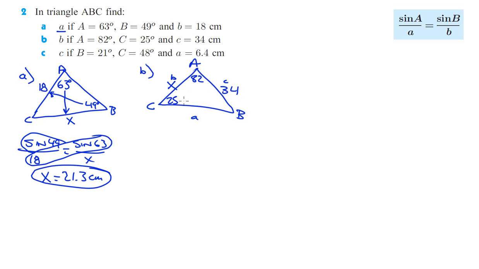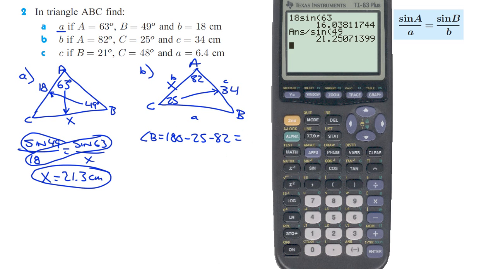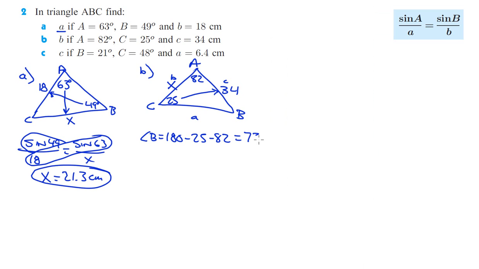So we have this angle and the side across from it. We're looking for this side here, so we need this angle right here, but they didn't give it to us. So what we have to do is find it. But since we have the other two angles, that should be pretty easy, right? It should be 180 minus the 25 and minus the 82. That should give us angle B. Okay, so let's figure that out. So 180 minus 25 and minus 82 gives us that angle B is 73 degrees.